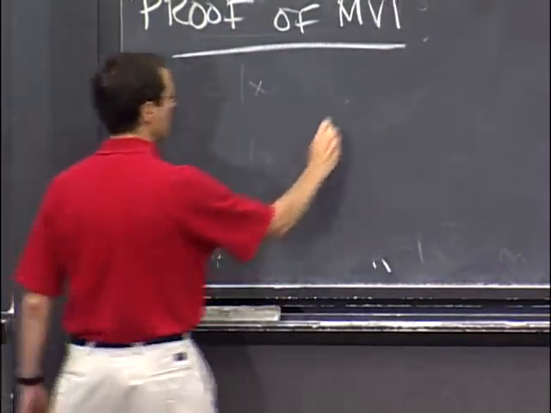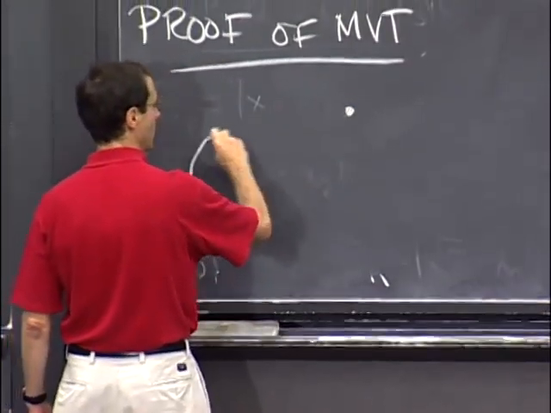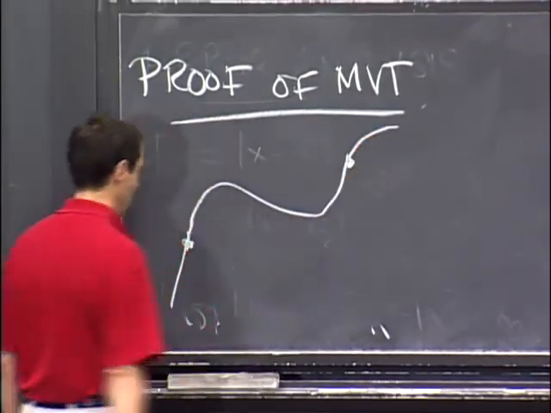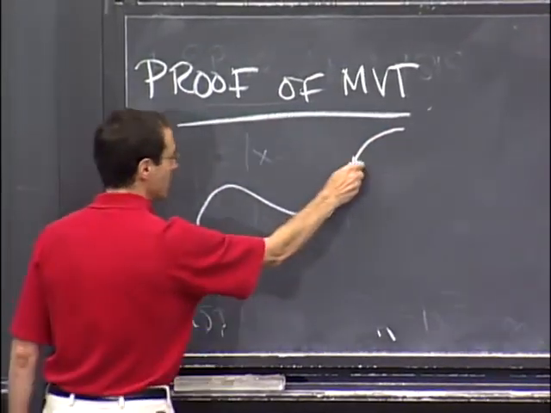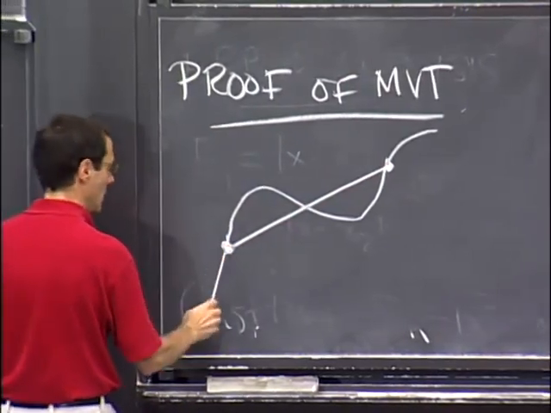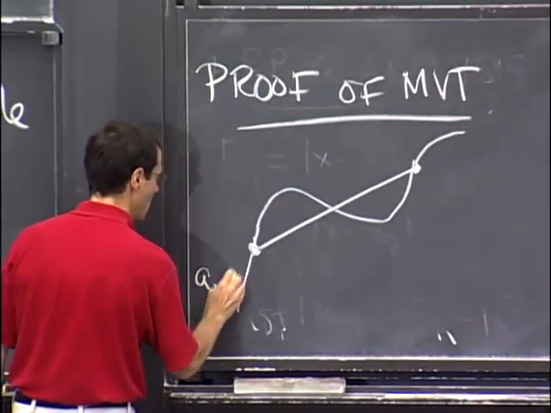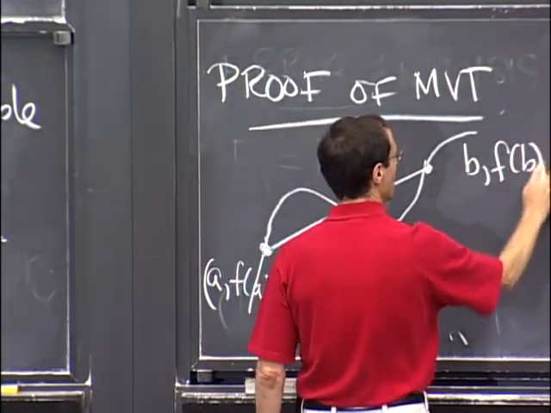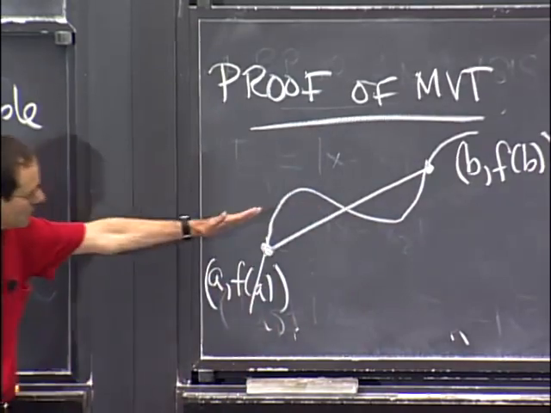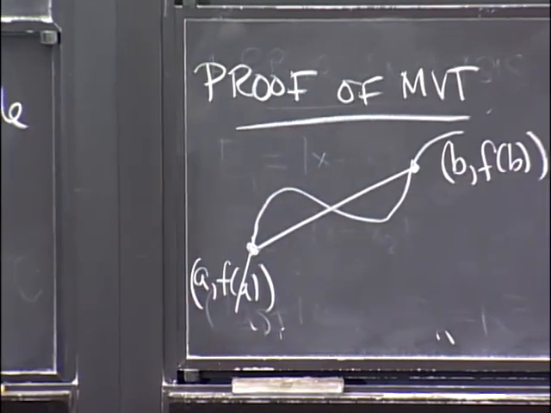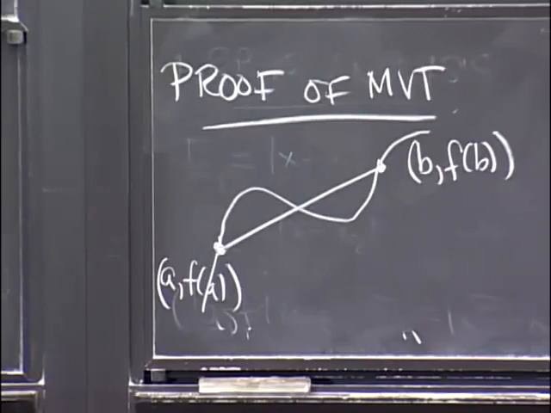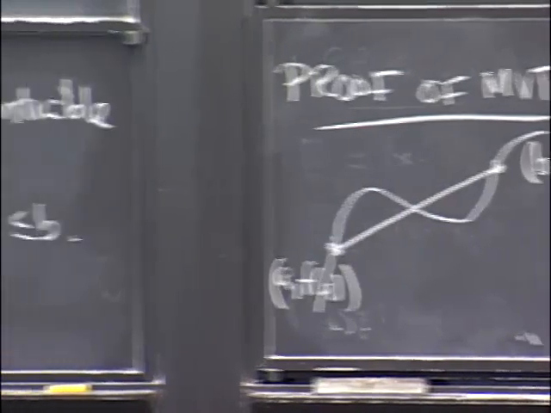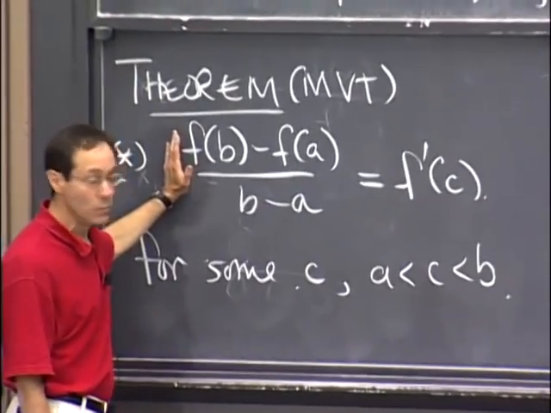So here's a place, and here's another place on the graph. And the graph is going along like this, let's say. And this line here is the secant line. So this is A comma f of A down here, and this is B comma f of B up there. And this segment is the secant, and its slope is the slope that we're aiming for. The slope of that line is the left-hand side of this formula here. So we need to find something with that slope.